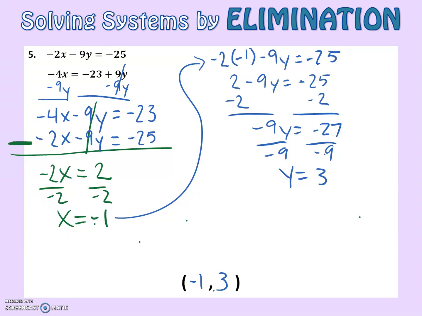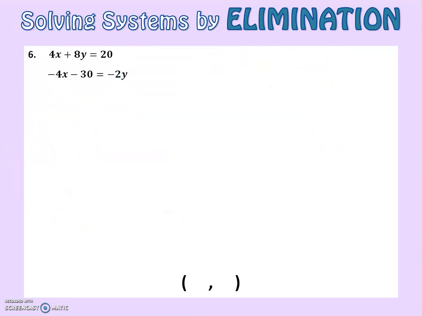Go ahead and pause the video, try number 6 on your own, and make sure to note whether or not the forms of the equations are the same, and do what you need to in order to get them both in standard form. Okay, so in number 6, we again notice that the first equation is in standard form, but the second one is not. The 30 is on the wrong side of the equal sign, and the negative 2y is on the wrong side of the equal sign, right? Because we want the x and the y to be together on the same side.